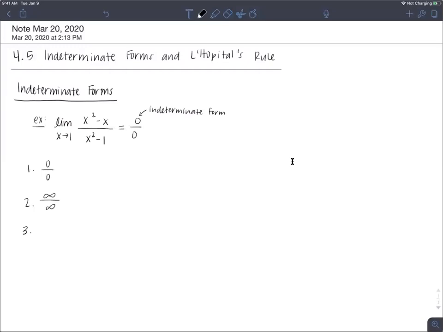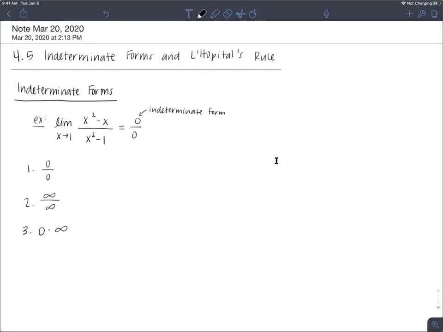Right, so what is 0 divided by 0? What is infinity divided by infinity? Those are the first two types of indeterminate forms. The third type is, yeah, it's 0 times infinity, right? You would think this is 0, but it's not always going to give you 0 when you evaluate these limits.